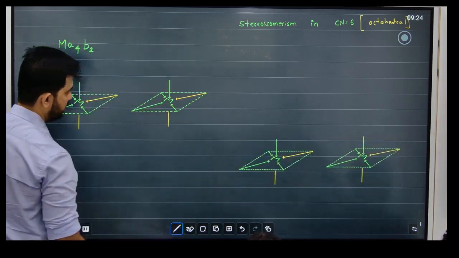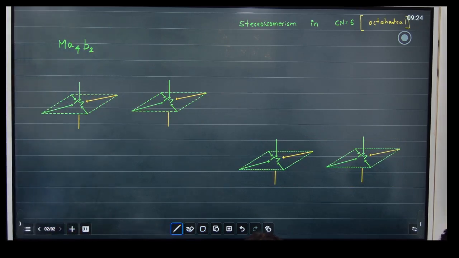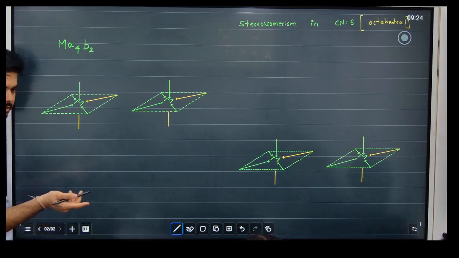Sure. So select the ligand which is repeating twice. So I'll pick B over here. So B, I want cis. So the angle between B should be 90.